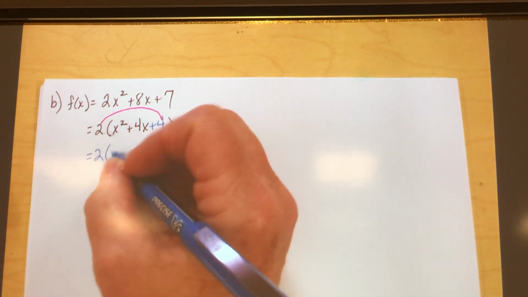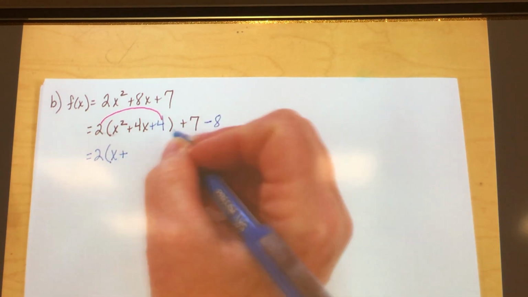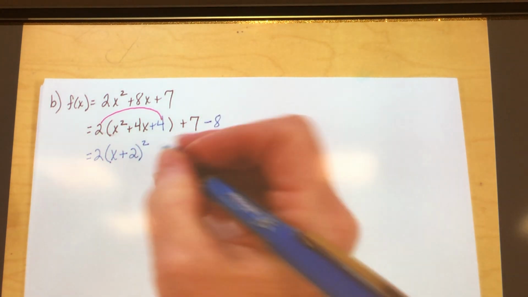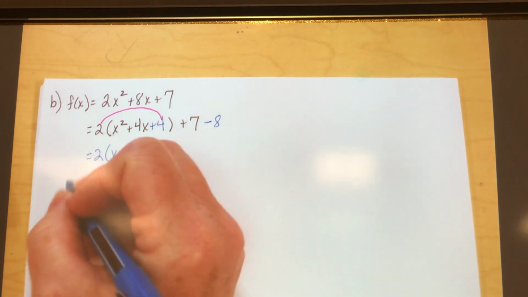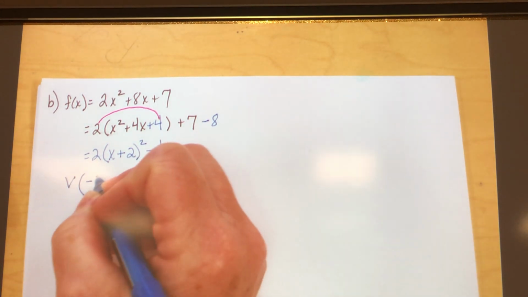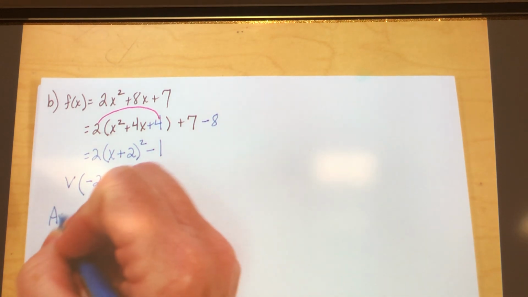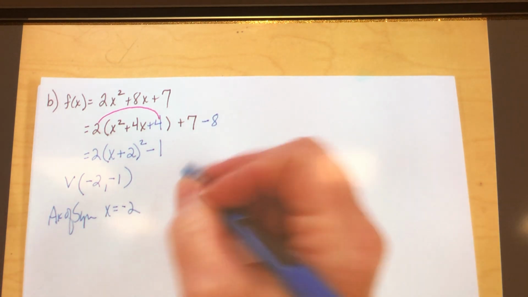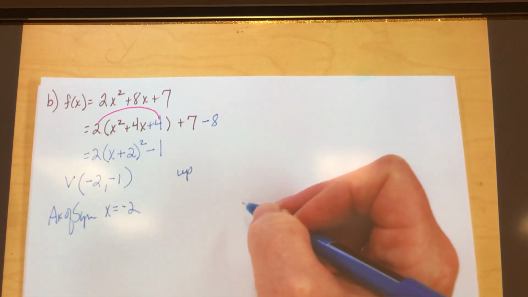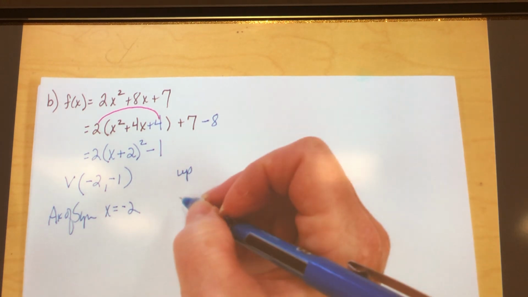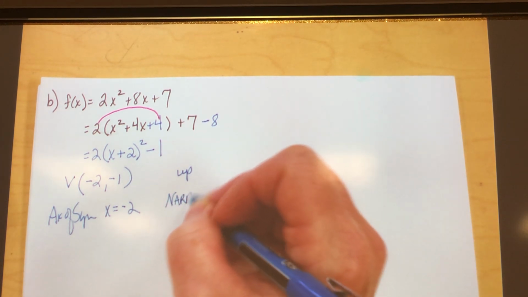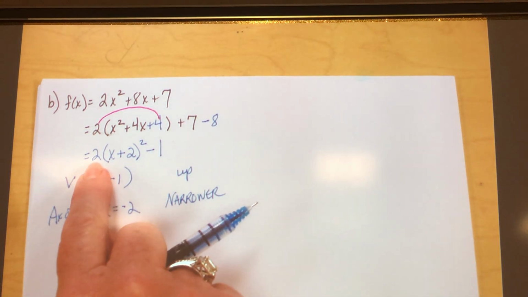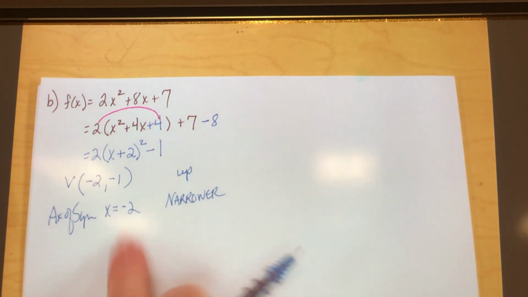And then you get square root of the first, keep the sign, square root of the last, quantity squared. What is 7 minus 8? What's my vertex? -2, -1. Very good. What's my axis of symmetry? X equals -2. Does he open up or down? Is he wider, narrower, or the same? Narrower. That's a vertical stretch, okay? So a vertical stretch of 2, that's going to make it narrower, skinnier.